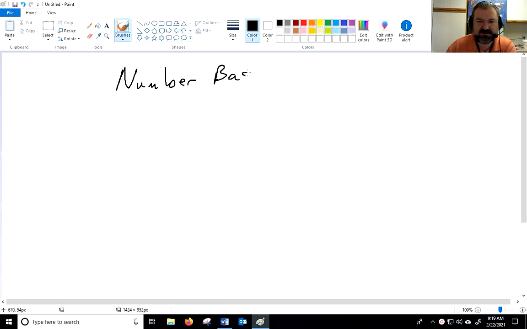You may have heard of binary or hexadecimal before, and maybe wondered what they meant. You may have heard that in a computer everything is ones and zeros, which in a way is actually true. Well, what we're talking about there is something called number bases. So let's first talk about what a number base is.